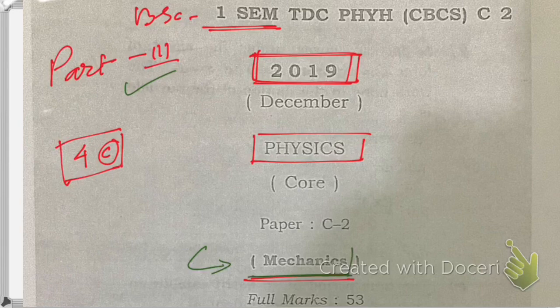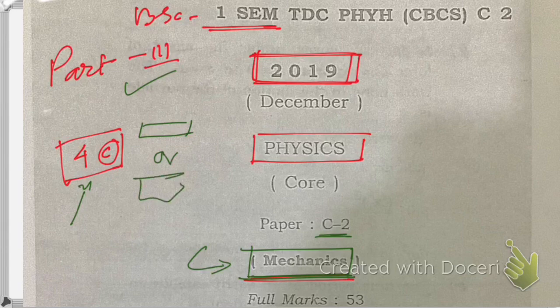This is mechanics, this is the paper C2, and in part 1 and 2 I have solved up to question number 4C. In 4C there were two questions, either solve this one or this one. I have solved the first one in part 2. Now I'm going to solve from the next part of question number 4C. This paper is set by Dibrugarh University, for BSc first sem.